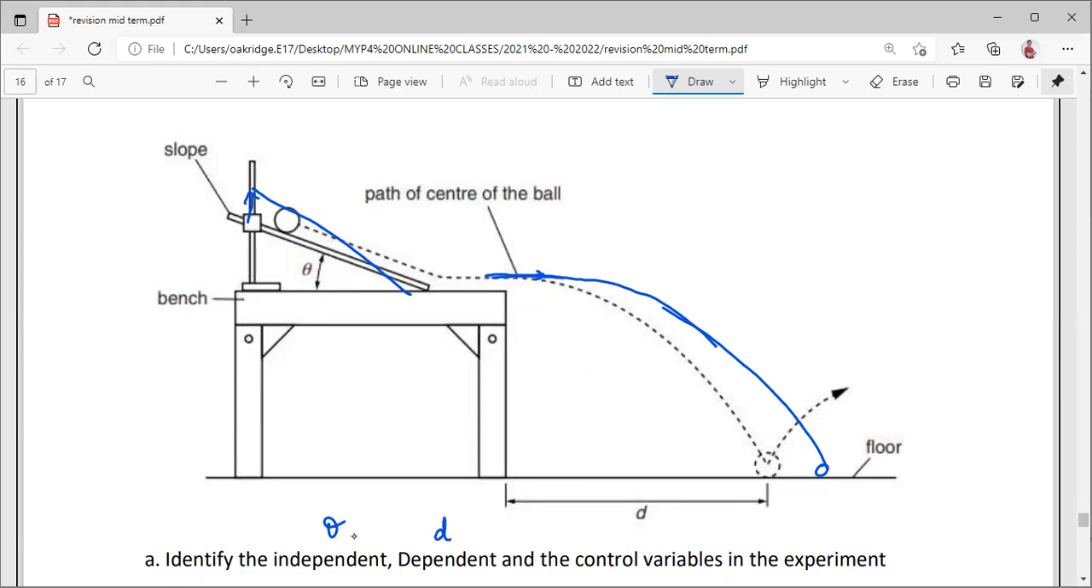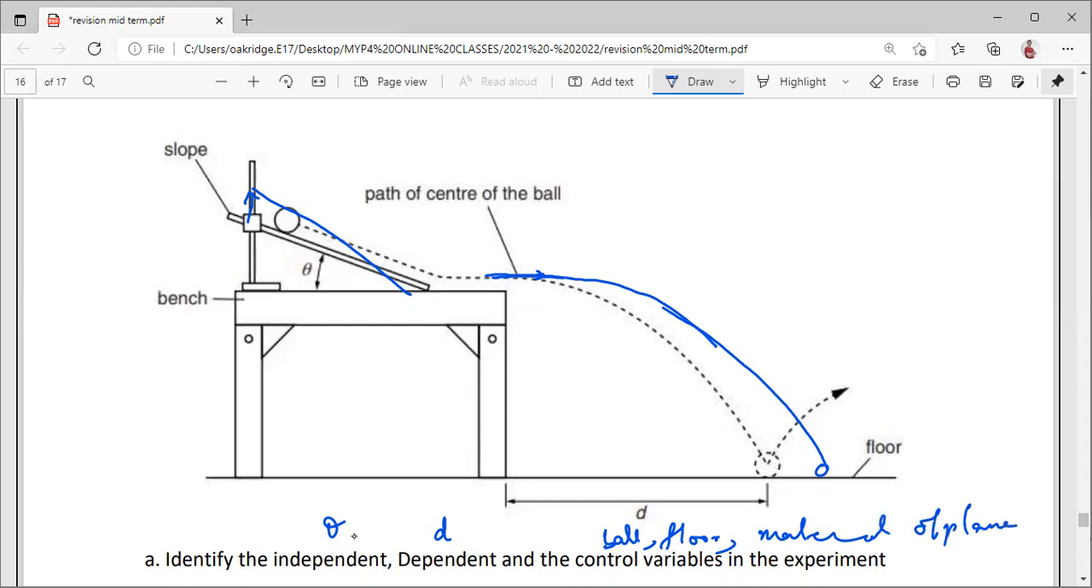Now, what are your control variables? The floor is a control variable. The inclined plane is a control variable. The ball is a control variable. So you can just write the ball, okay, and floor, and then material of the plane.